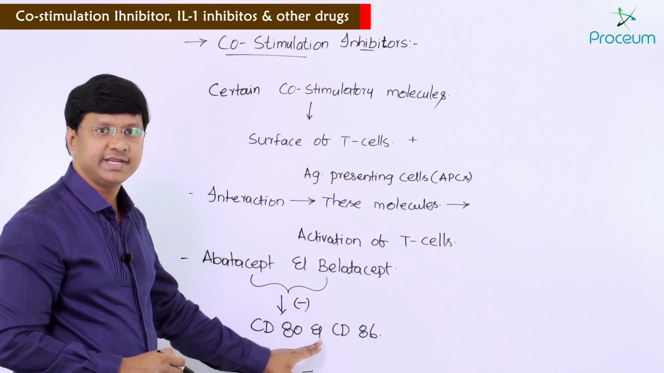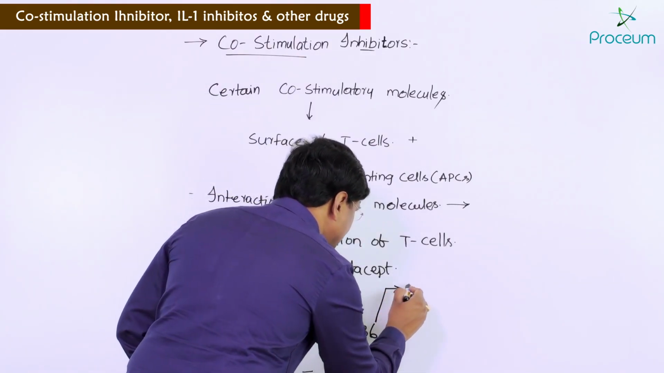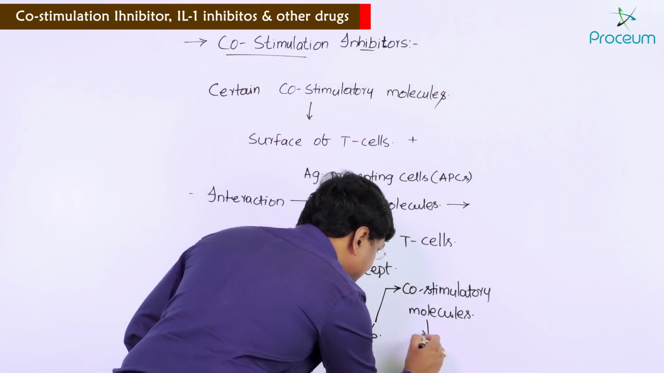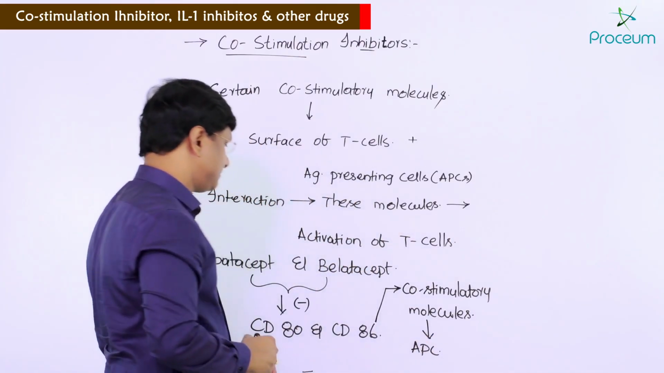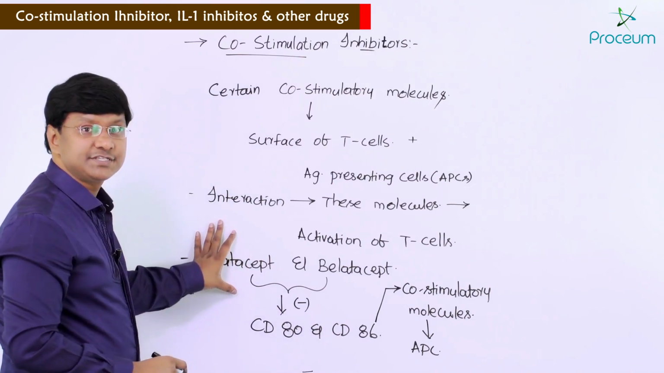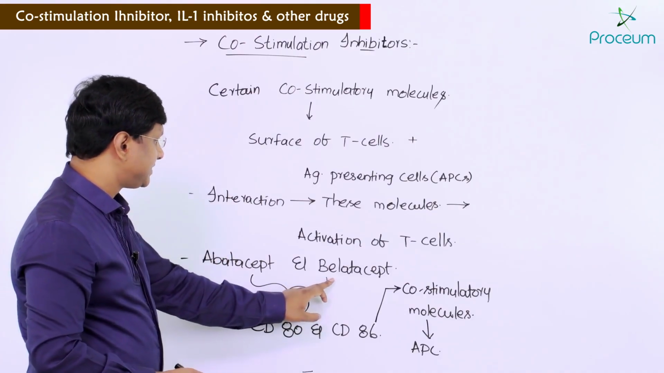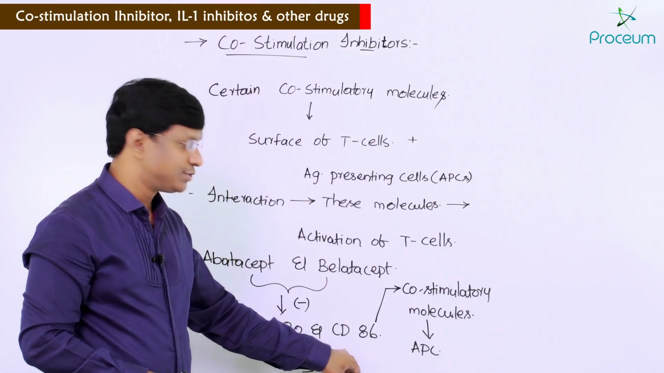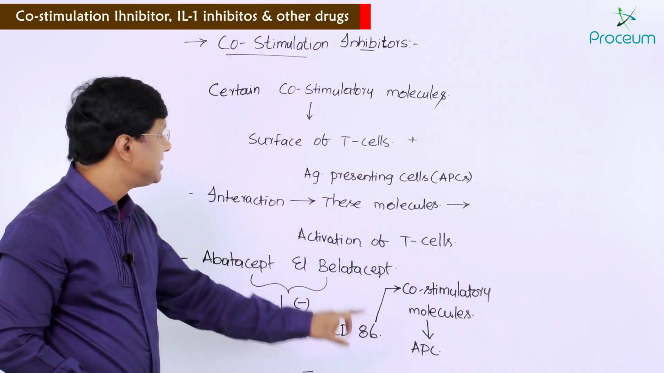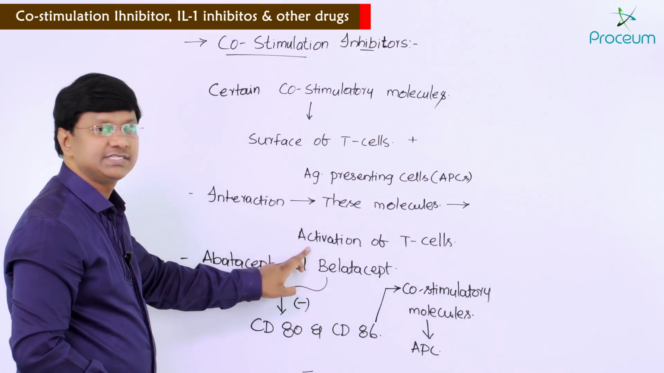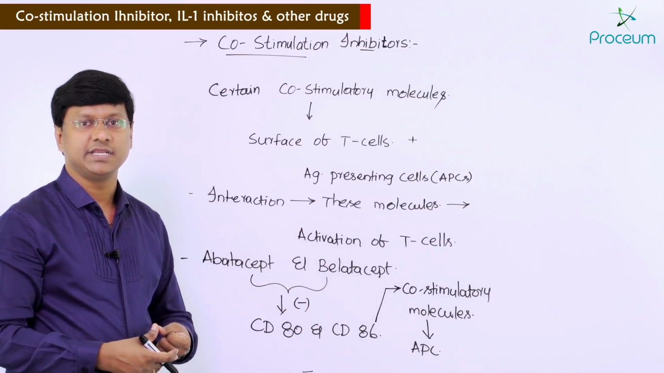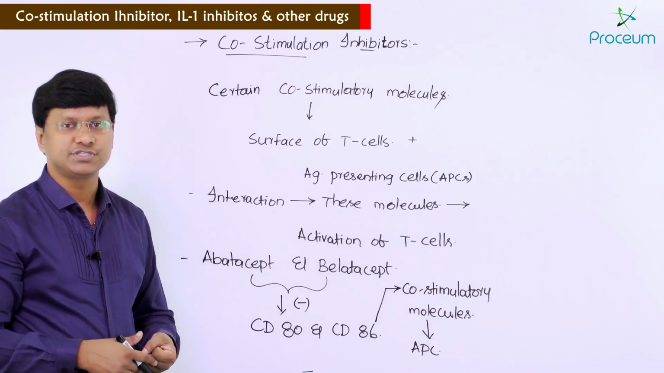Both CD80 and CD86 are co-stimulatory molecules which are present on the antigen presenting cells. Now once Abatacept and Belatacept inhibit these co-stimulatory molecules on the antigen presenting cells, there is no activation of T cells, and thereby the immune system does not get activated in the individual, and thereby these drugs are acting as immunosuppressive drugs.